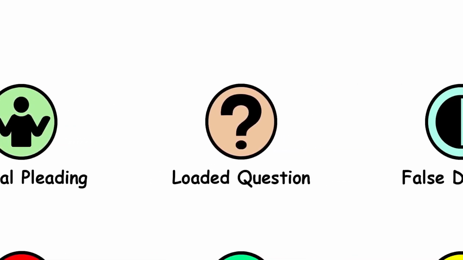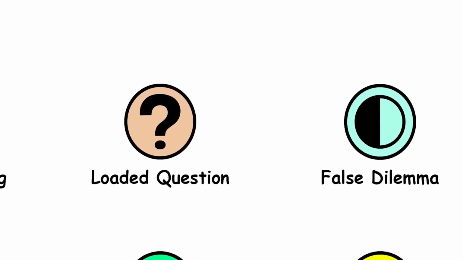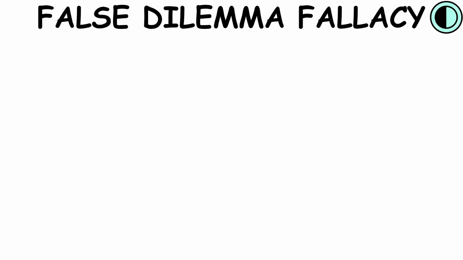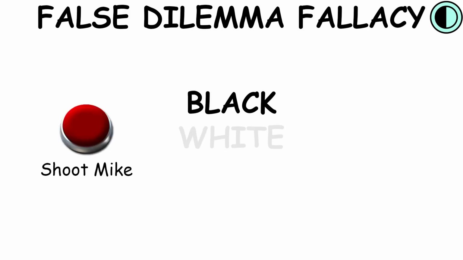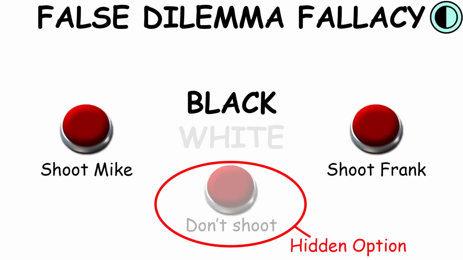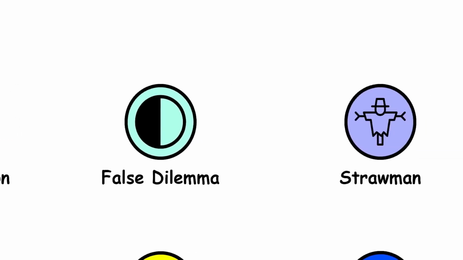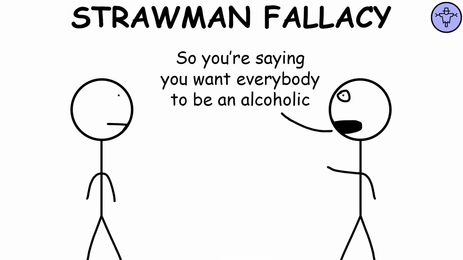Loaded question. A loaded question is a question that already contains an assumption. False dilemma fallacy. The false dilemma fallacy, also called the black and white fallacy, occurs when someone misrepresents an issue by offering only two options when more exist, or by presenting the options as mutually exclusive when they are not. Strawman fallacy. A strawman fallacy happens when one rebuts an argument by misconstruing it.